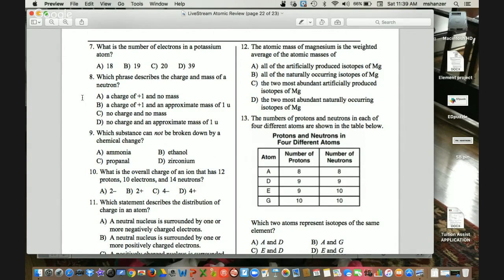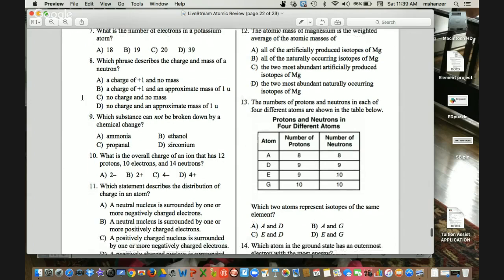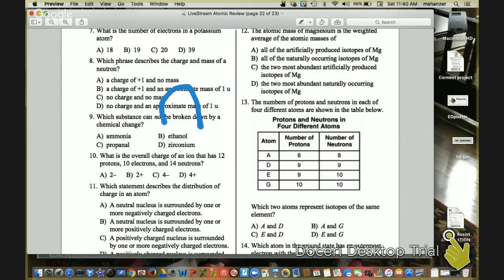Question 8, which phrase describes the charge and mass of a neutron? When we look at this one, if we forget, we can go to Table O. When we talk about the charge and mass of a neutron, we know that a neutron has no charge, but it does have a mass, and that's why it's going to be choice D. If we talk about its notation, and I'll just write over this, there's your neutron with a mass of 1 and a charge of 0, and that's going to be found on Table O.